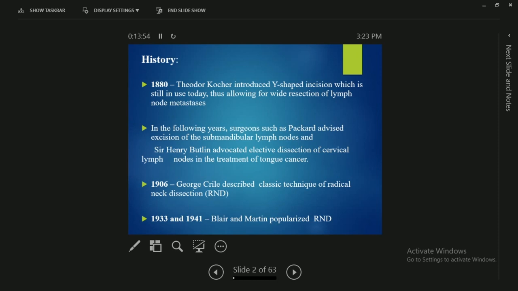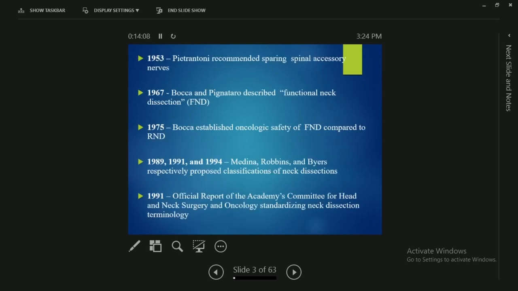In 1906, George Crile described the classical technique of radical neck dissection. In 1933 and 1941, Blair and Martin popularized radical neck dissection. In 1953, Pietrantoni and Cunningham recommended sparing the spinal accessory nerve.